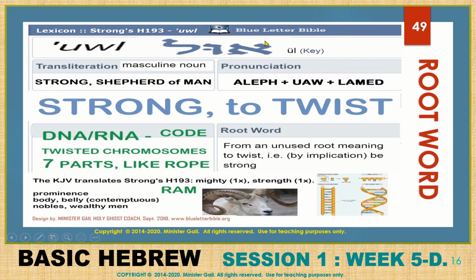Ul, apostrophe, U-W-L. The first shepherd still means the first shepherd. But this has the word strong, to twist. And what came to my mind was that DNA is a strong twisted coil. When they look at the chemistry with the microscope, it looks like a twisted coil. Your DNA is strong, like a rope. The chromosomes are twisted together. Your identifying code, your identifier number with the Lord, is your DNA, which says who you are.